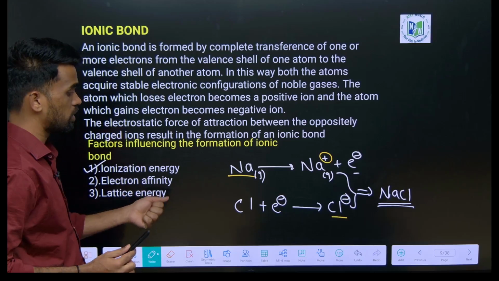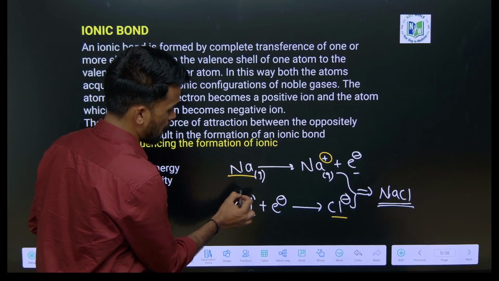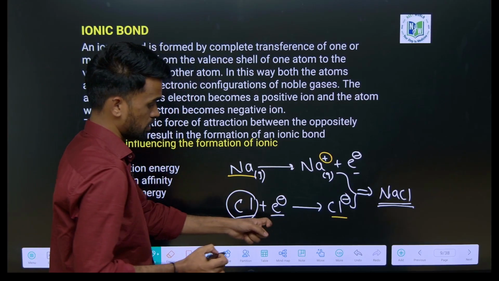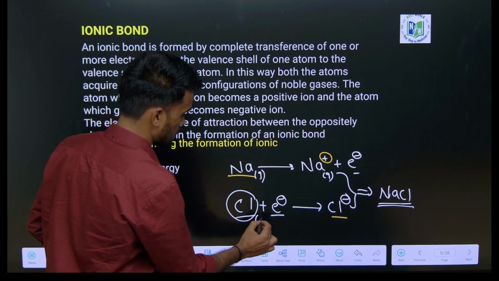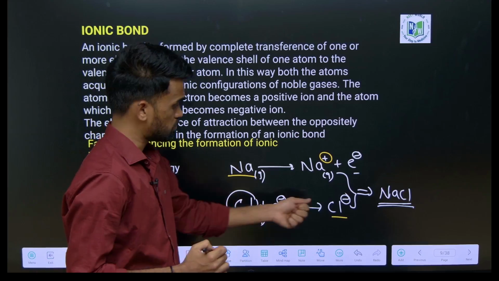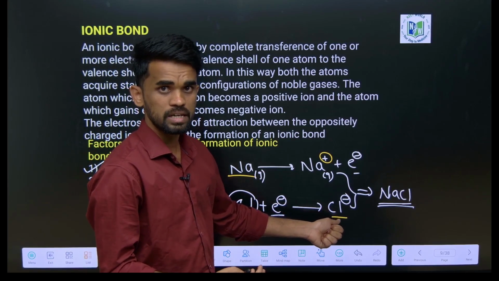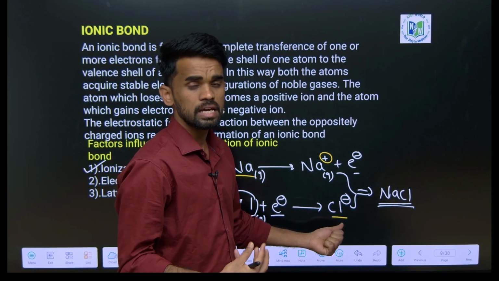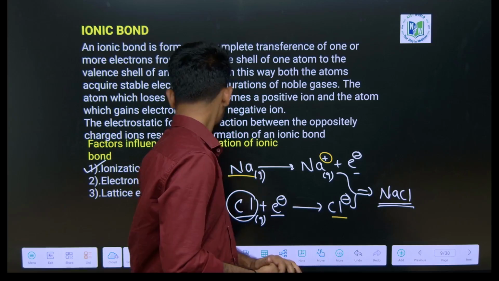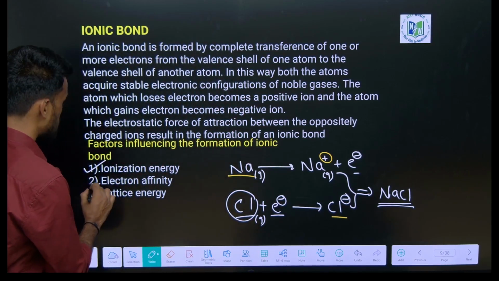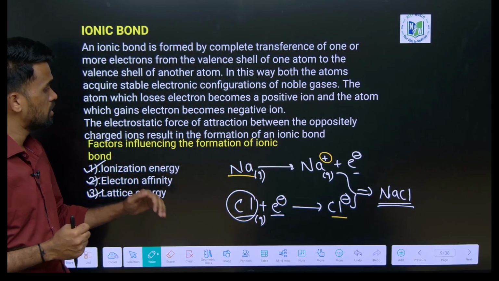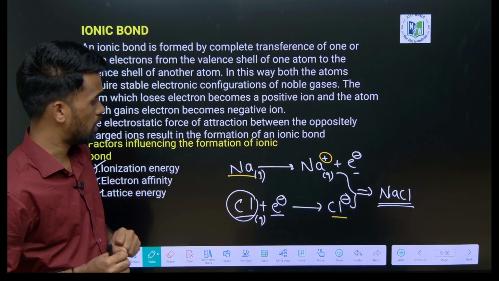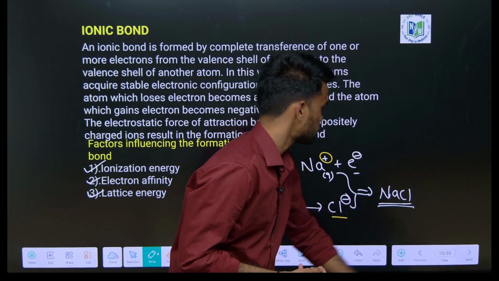Then next, electron affinity. See, the chlorine atom is accepting one electron. Let us take it again in the gaseous state. Now this process is called electron affinity or electron gain enthalpy. The energy associated with it is considered to be the electron gain enthalpy. And the next one is lattice energy. So these are the three factors which affect ionic compound formation.